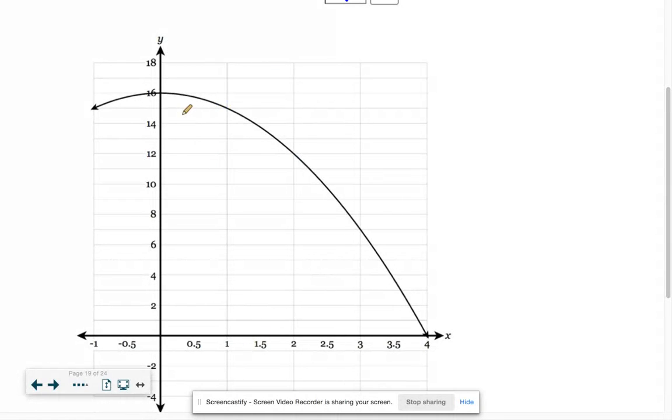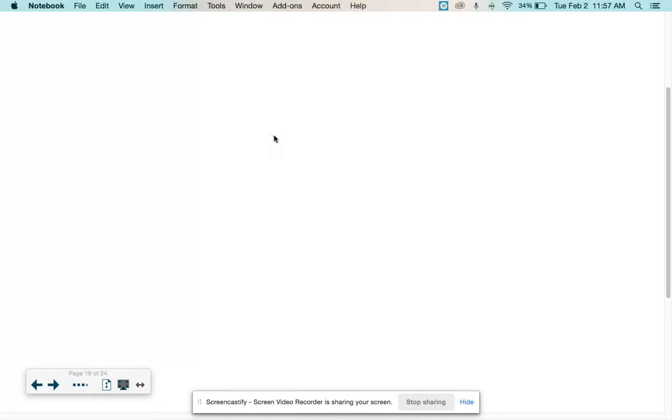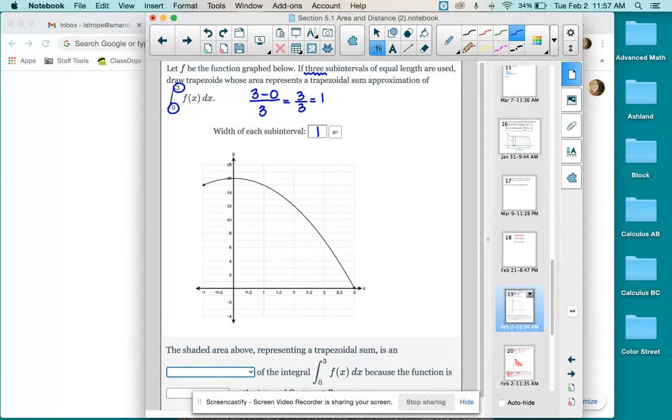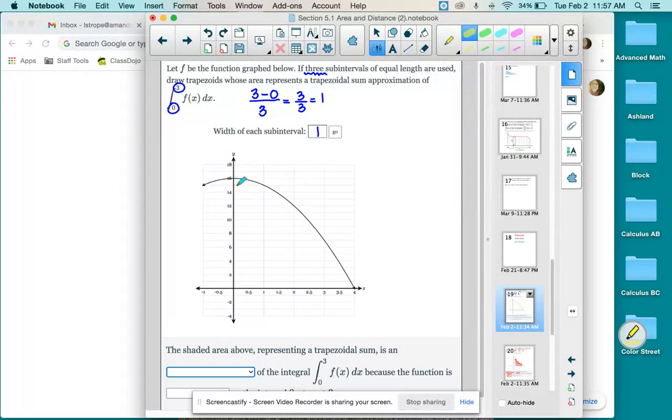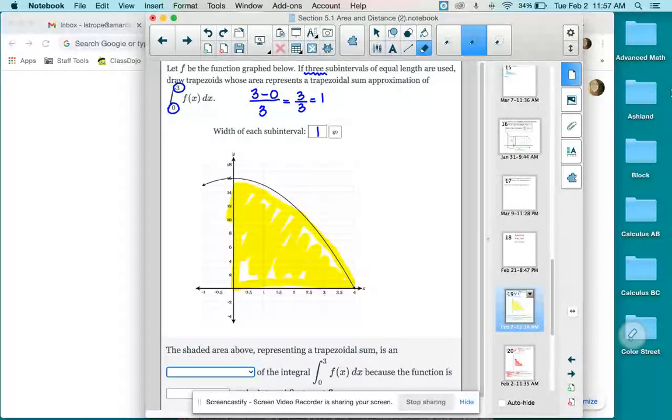Picture-wise, what's that mean? Well, that means that we are trying to find the area. Let me get a different tool here. We're trying to find the area of all this space under the curve, but only from 0 to 3. So I'm going to shade it in and then I'll restrict it down. So only from 0 to 3, so none of this over here. Just that part. Stop at 3. This is the area we want to compute. Okay?